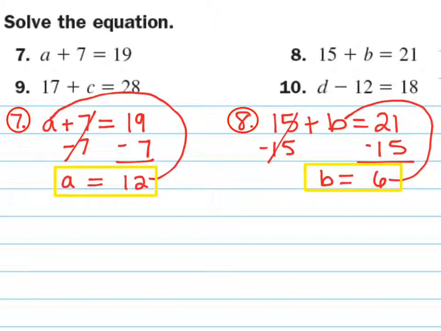Now, you're probably wondering, why can't I just say what number plus 15 gives me 21? Now, we can totally do that. That's totally possible. But I'm just showing you the algebraic way to solve for these equations.